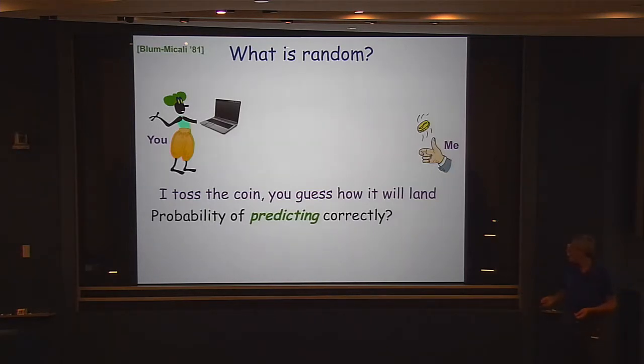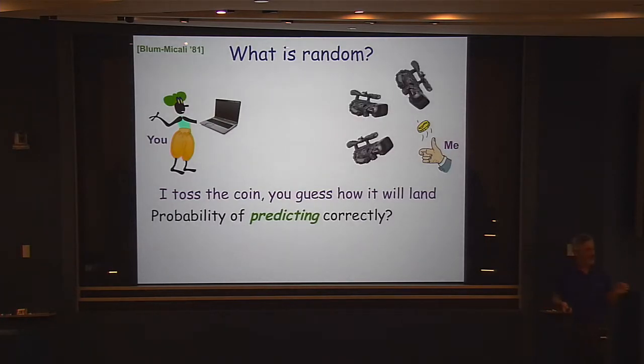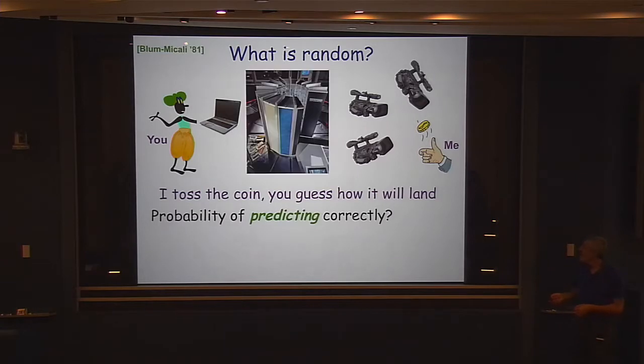I give you a bunch of video cameras, all trained on my finger, and they're all connected to a Cray supercomputer, which is connected to your laptop. And you can pre-program it to do whatever you like. And now as the coin leaves my finger, you should guess what it will be when it lands on the floor. What do you think is your chances of getting it now?